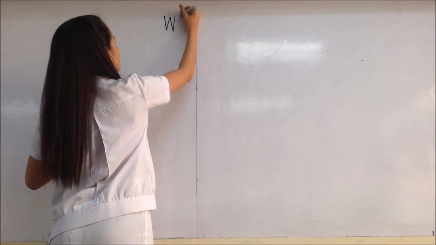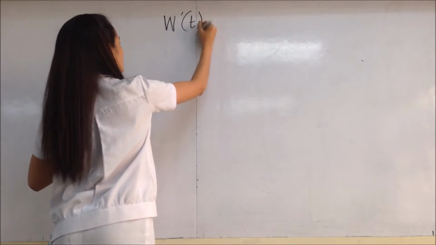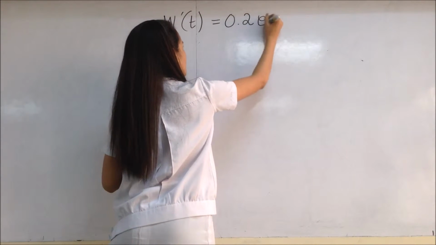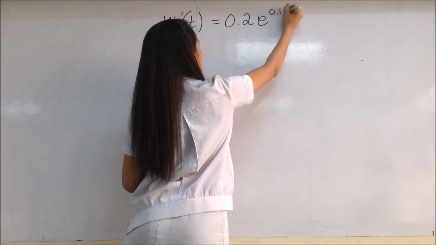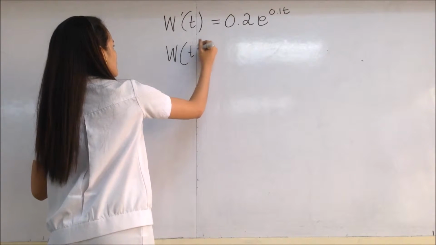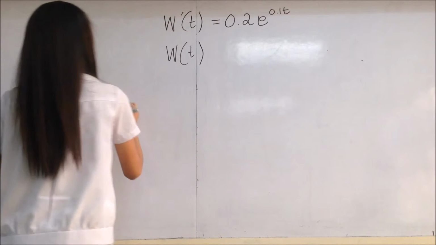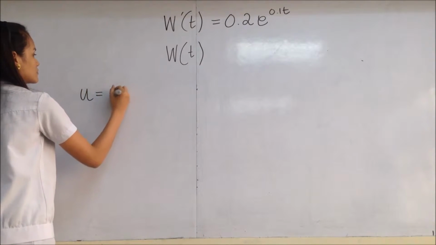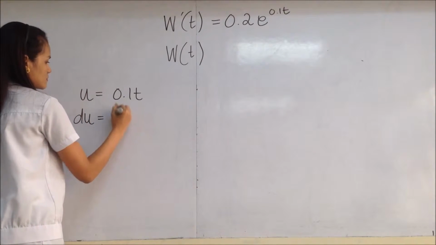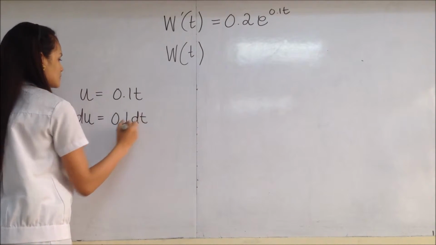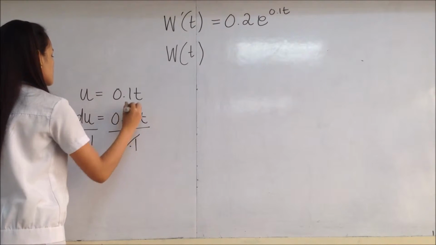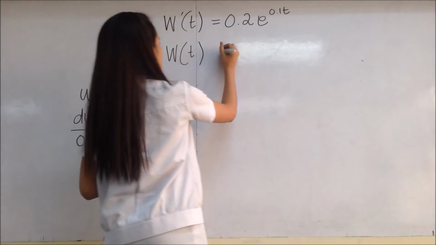To start off, we have the equation of the rate of growth of a yeast culture, W prime of t is equal to 0.2 e raised to 0.1 t. Since it is exponential, we have to integrate it using I7. Now we are after the rate of the culture. First, let's identify u. u is equal to 0.1 t. We get its derivative. We have 0.1 dt. Since we only need dt, we divide both sides by 0.1. So now, we can easily integrate.